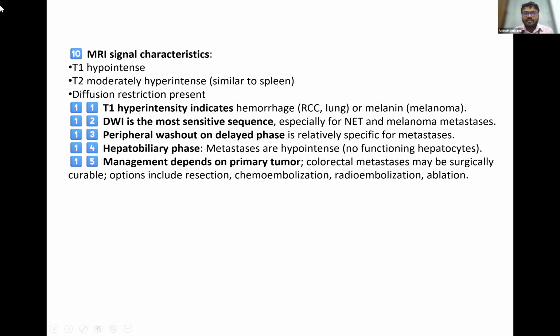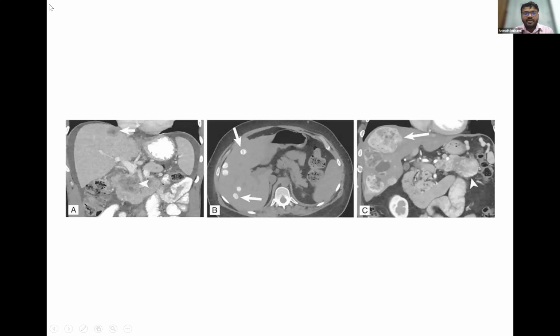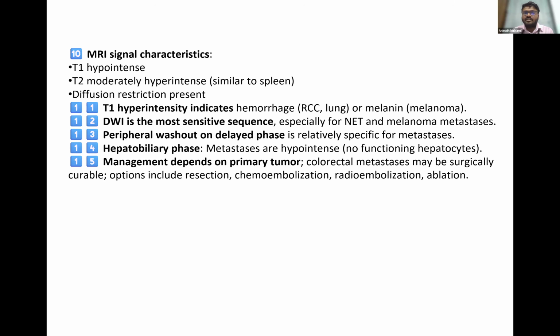So what are the MR characteristics? MR characteristics are T1 hypointense, T2 moderately hyperintense, similar to spleen, and diffusion restriction can be present. T1 hyperintense can indicate hemorrhage or melanin. So in the brain also you are seeing T1 hyperintense metastasis, melanin metastasis, melanoma metastasis. Melanin is T1 hyperintense. Diffusion is the most sensitive sequence for neuroendocrine tumors and melanoma metastasis.